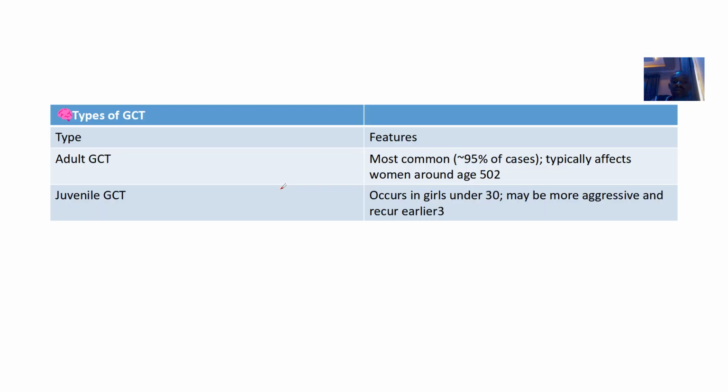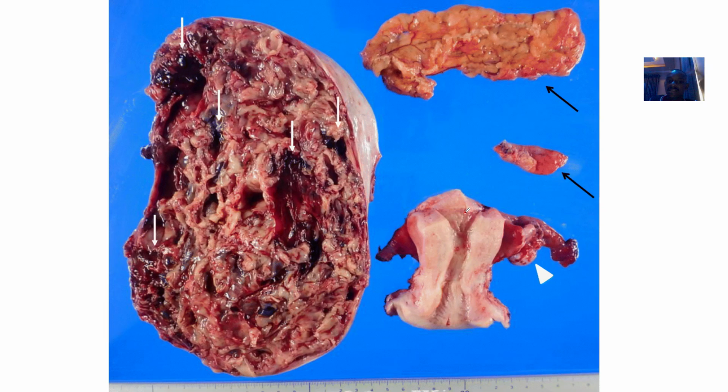So types, we have the adult one, which is about 95% of the cases, affecting people around 50. Juvenile, we have the one affecting people around 30.